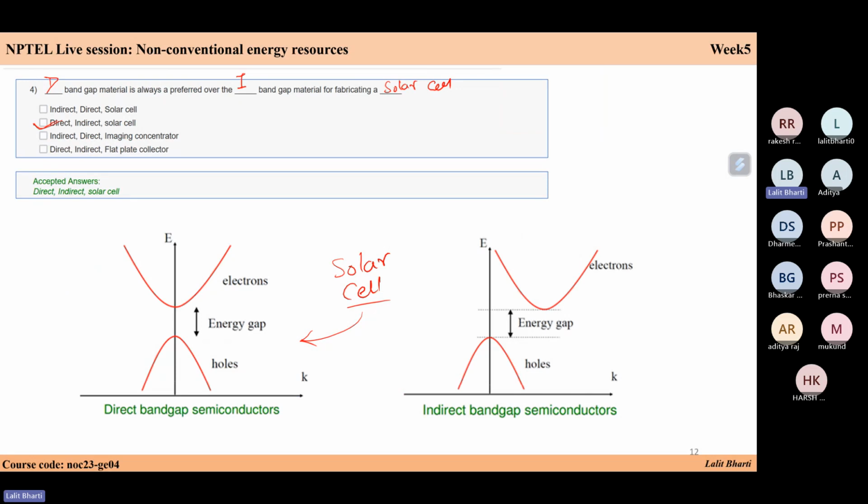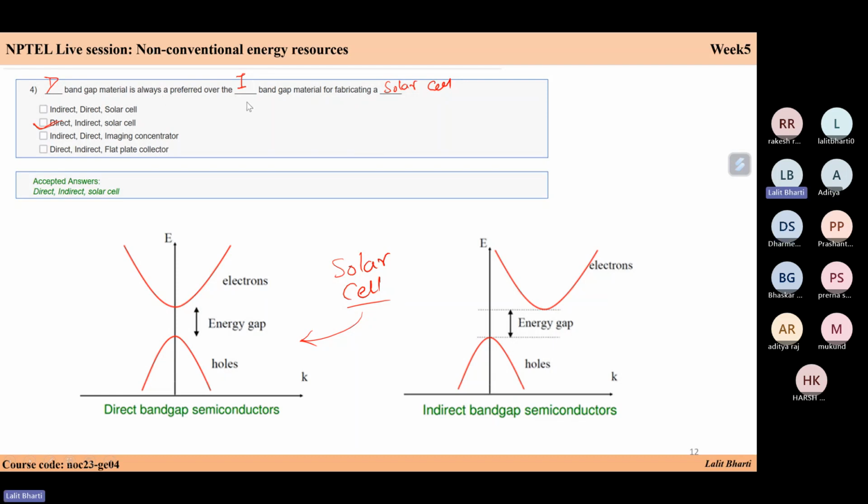Then comes again the direct and indirect band gap semiconductor. The statement, as I read, is: the blank type of band gap material is always preferred over the blank type of band gap materials for fabrication of solar cell. So we know that direct band gaps are preferred over the indirect. So it will be direct here and indirect here.